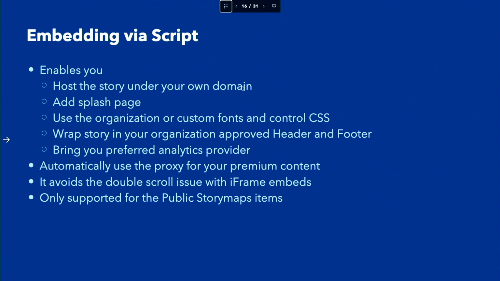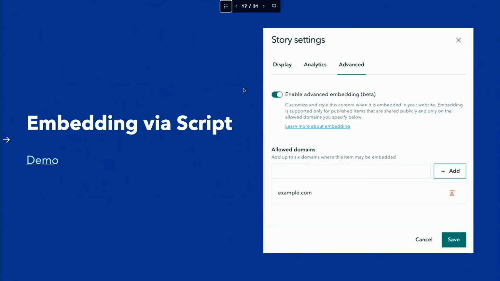And you can also bring your preferred analytics. We do support Google and Adobe out of the box, but if you have your own analytics, this is the solution for that. And on top of that, if you have premium content in your story, we automatically proxy it for you without you doing anything. At this point, we only support public story map items. If you have any use case for private or org shared, we will definitely like to hear them. Okay, let's switch to demo.